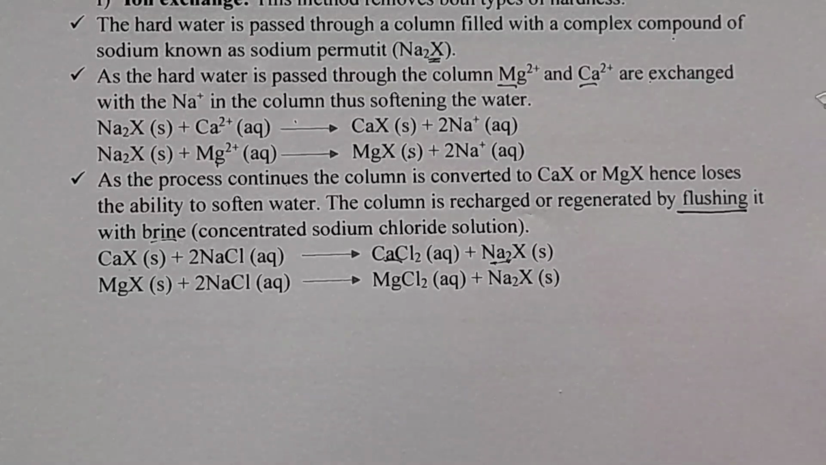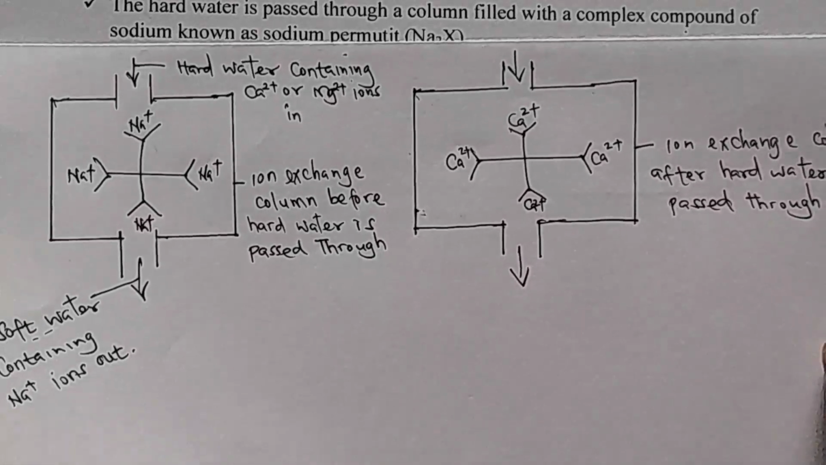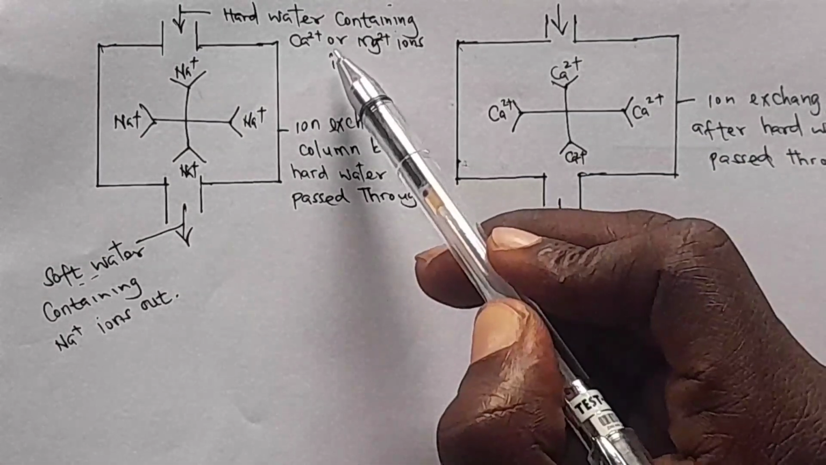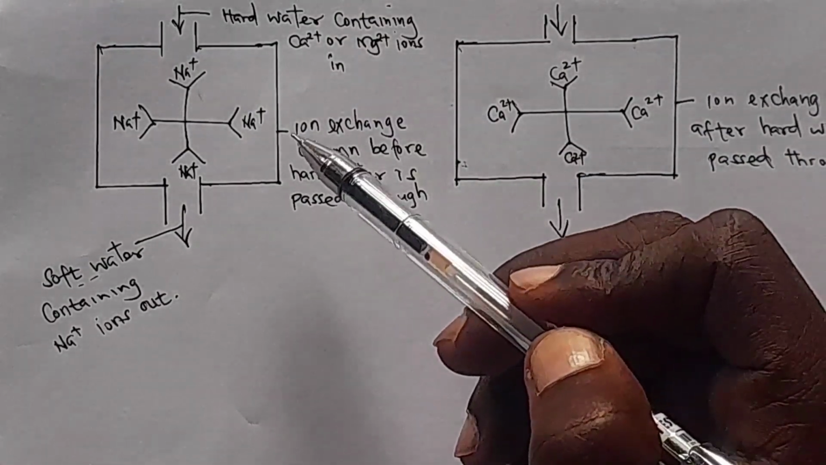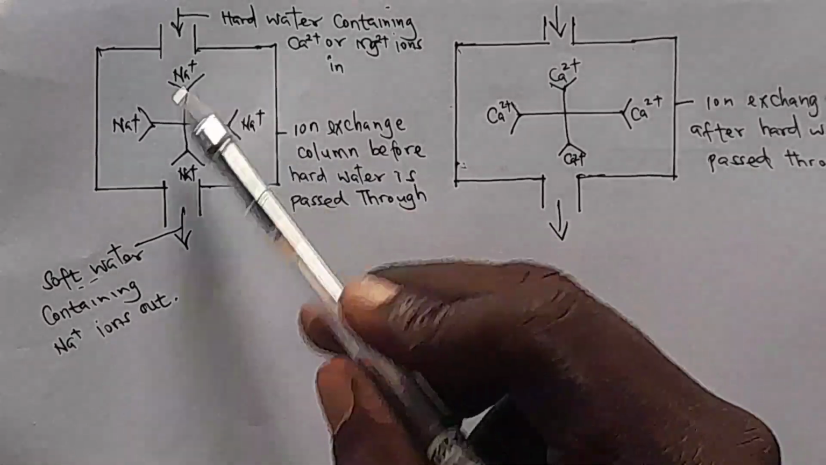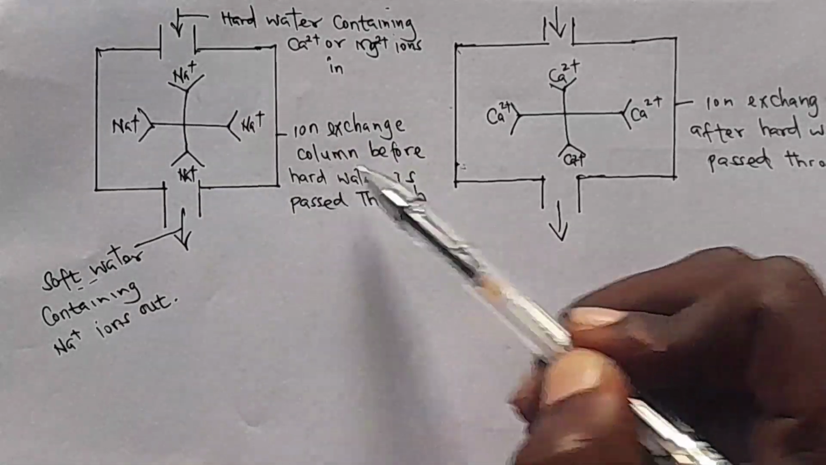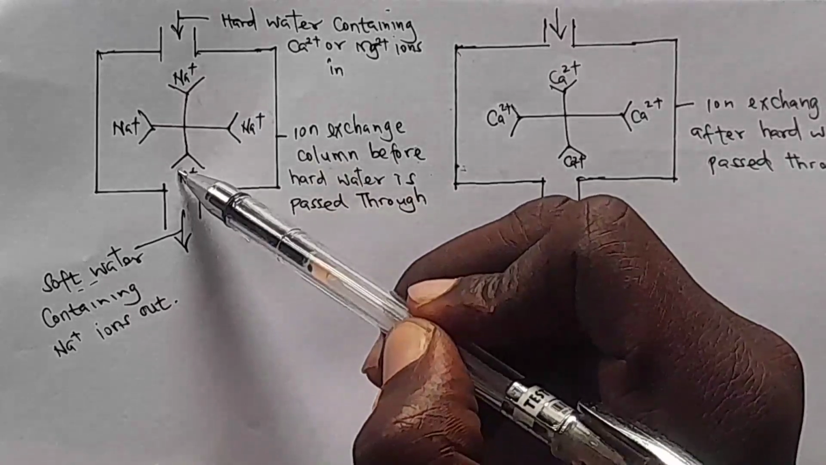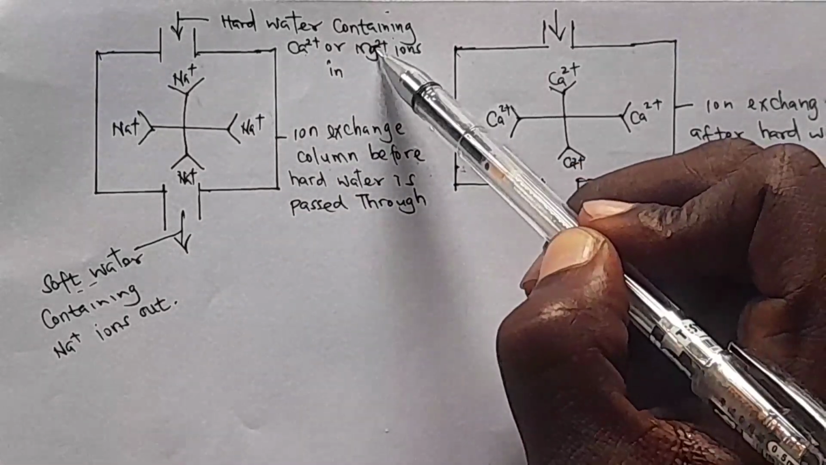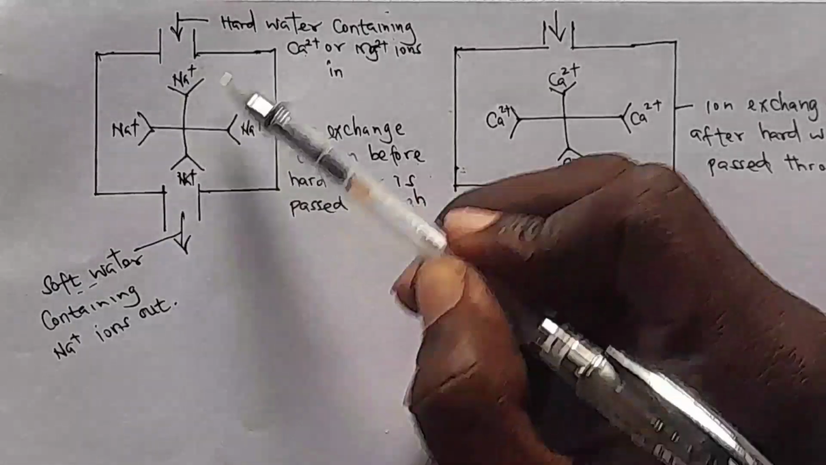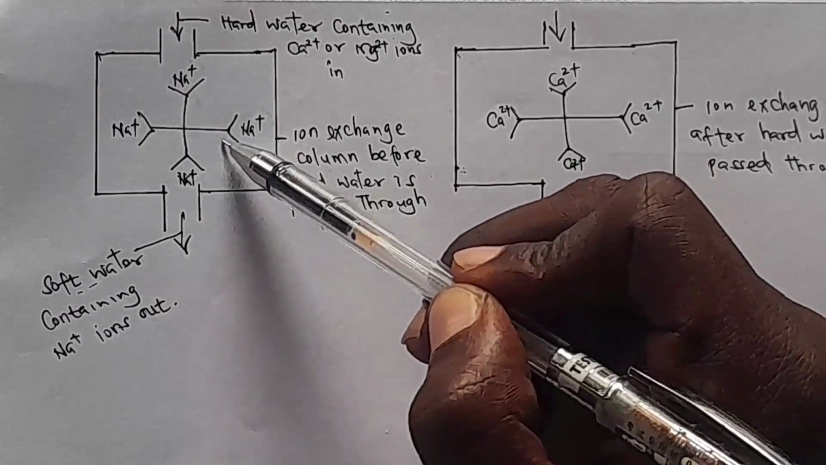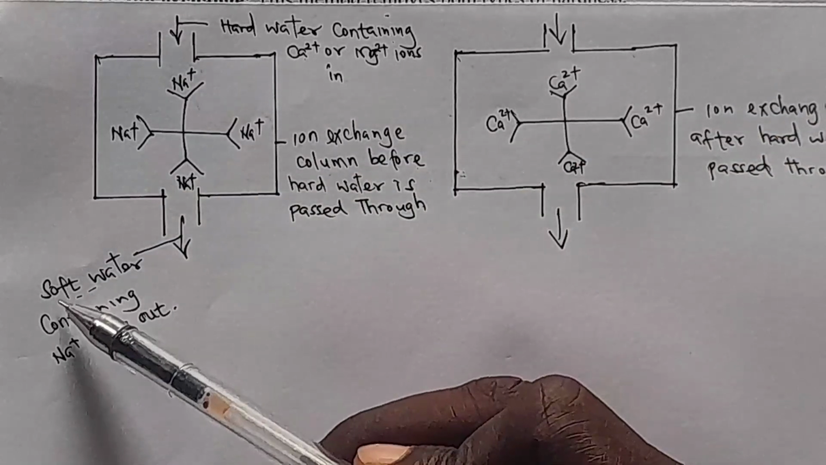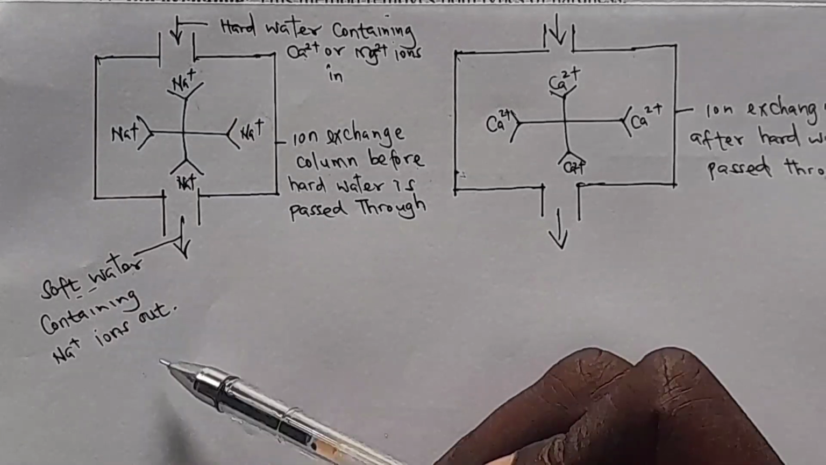Okay, let's see how that column looks. Here we have first the hard water containing calcium ions or magnesium ions, which cause either temporary or permanent hardness. In the column, we have the ion exchange column before hard water is passed through. It has sodium ions in it. What happens is that calcium ions and magnesium ions are exchanged with sodium ions in the column, and these sodium ions go with the soft water. After the hard water is softened, we have soft water containing sodium ions coming out.